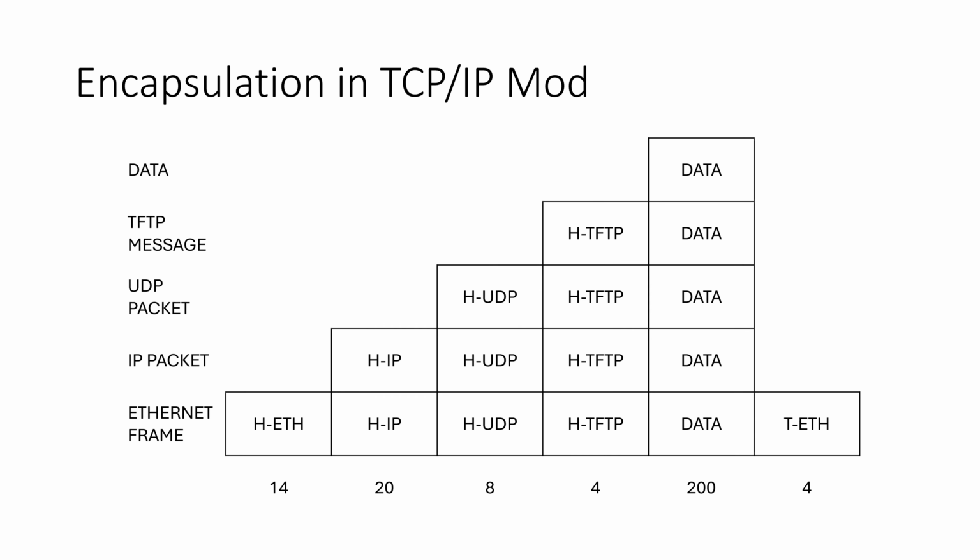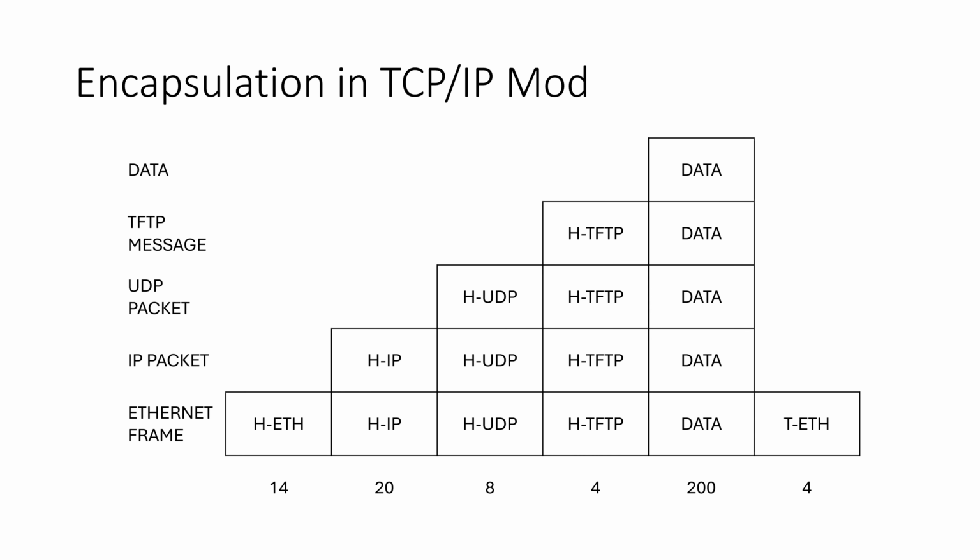For instance, imagine the TFTP protocol, that is the Trivial File Transfer Protocol. Let's say it sends a 200 byte message. The application layer would add a 4 byte TFTP header. Then the transport layer adds an 8 byte UDP header. The internet layer adds a 20 byte IP header, and finally the data link layer adds a 14 byte Ethernet header and 4 byte trailer. So the total size of the data on the wire becomes 250 bytes.